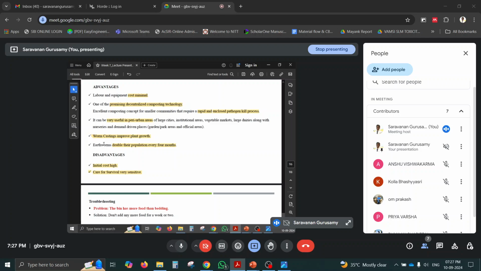You can earn money, and earthworms double their population every 4 months. That's what I have mentioned. 4 months means 120 days, it will be doubled.